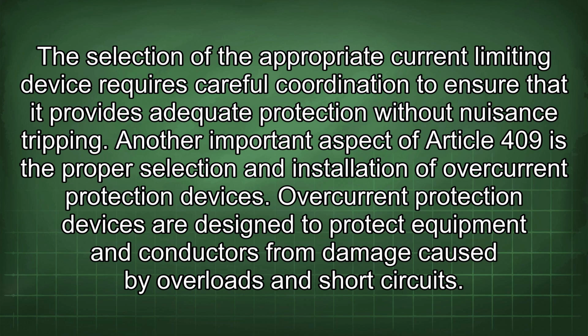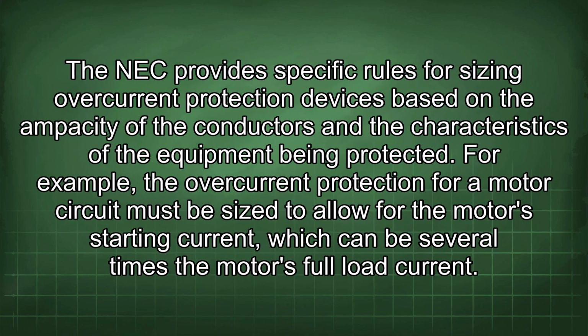Another important aspect of Article 409 is the proper selection and installation of overcurrent protection devices. Overcurrent protection devices are designed to protect equipment and conductors from damage caused by overloads and short circuits. The NEC provides specific rules for sizing overcurrent protection devices based on the ampacity of the conductors and the characteristics of the equipment being protected. For example, the overcurrent protection for a motor circuit must be sized to allow for the motor's starting current, which can be several times the motor's full load current.